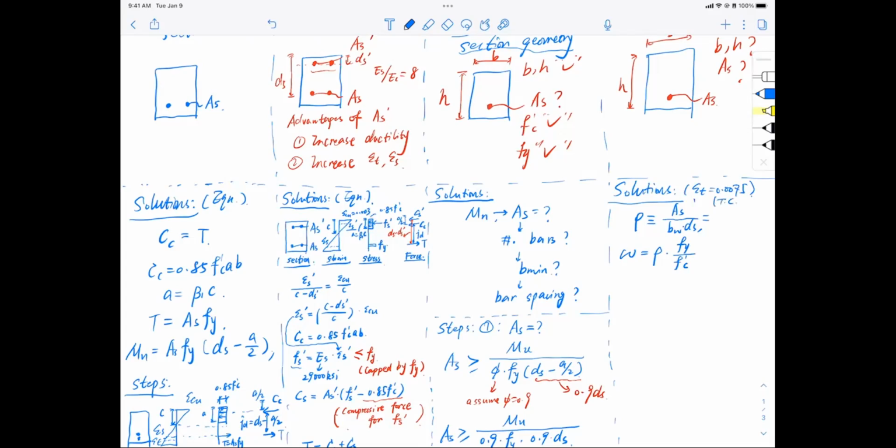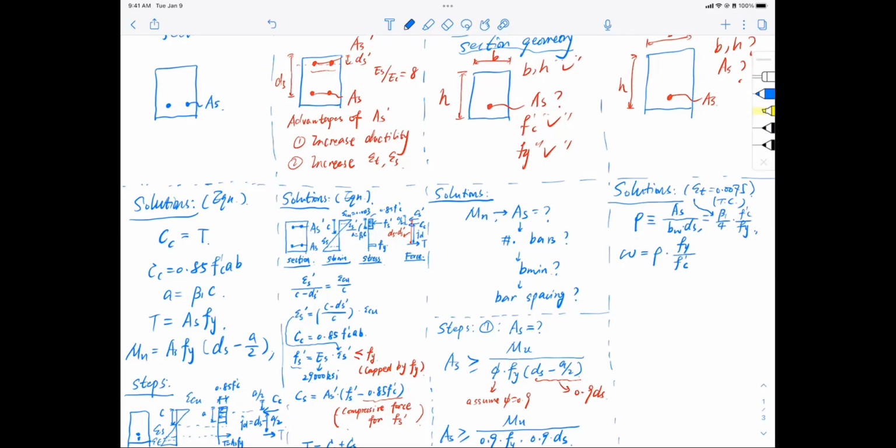Then don't forget rho, and for the design state, epsilon t has to equal 0.0075, which means it has to be the tension control limit. Rho equal to As over bw ds, also equal to a quarter beta 1 multiplied by f'c over fy. This only applies when the strain is at 0.0075, which is bigger than 0.005. That is why it's tension controlled.